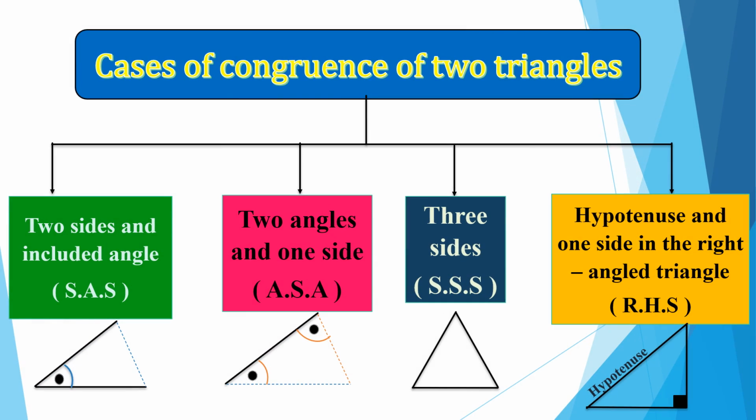Now, cases of congruence of two triangles. Number 1, two sides and included angle, such as side angle side. Number 2, two angles and one side, angle side angle. Number 3, three sides, side side side. Number 4, hypotenuse and one side of the right angled triangle, right hypotenuse side.